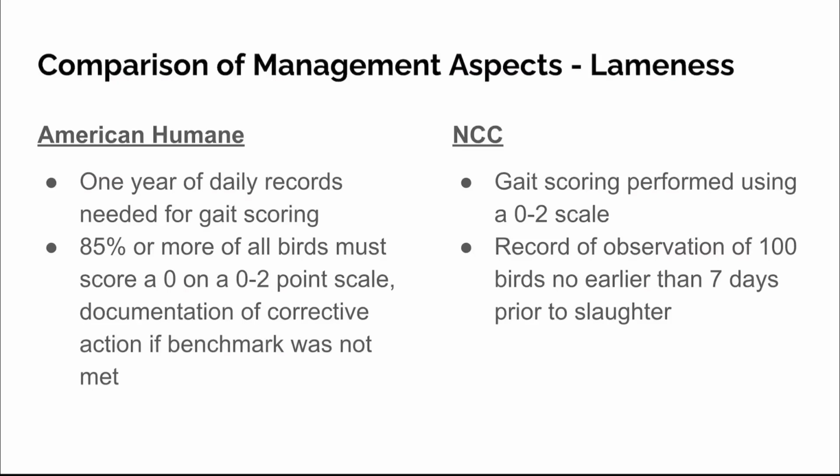To compare, the National Chicken Council also uses the 0 to 2 scale for gait scoring, but they just want records of observation of 100 birds and no earlier than 7 days prior to slaughter.